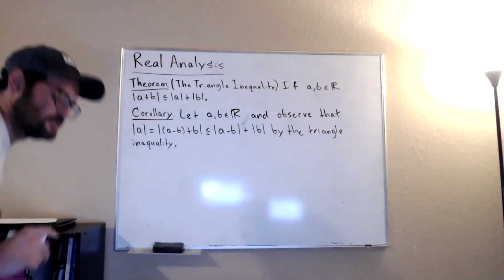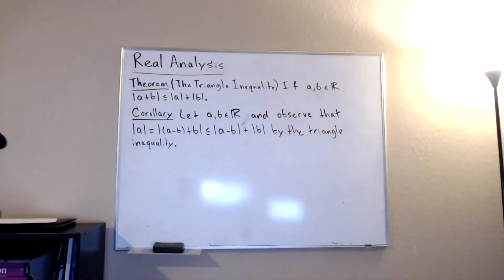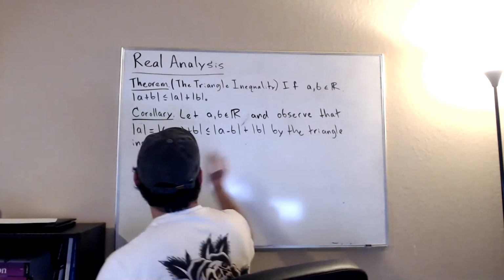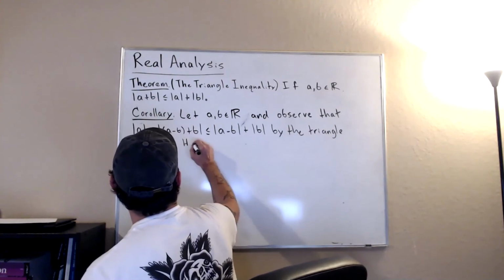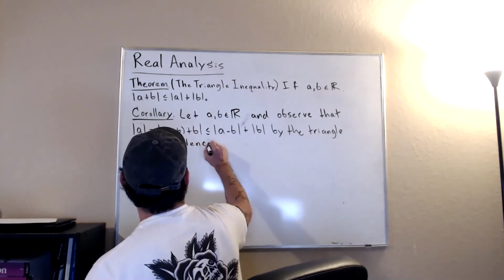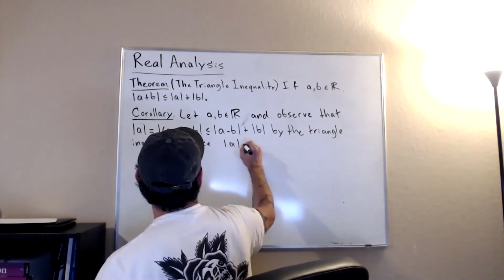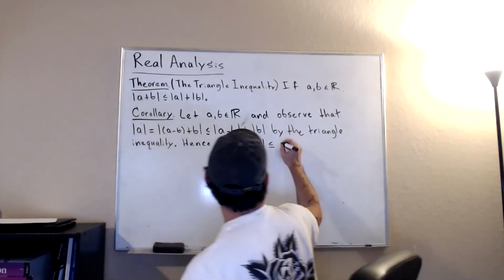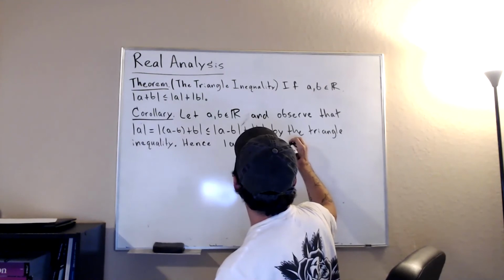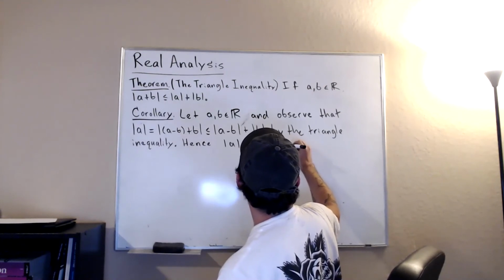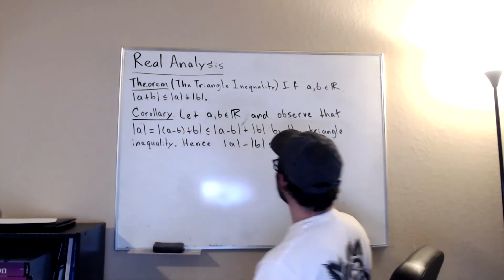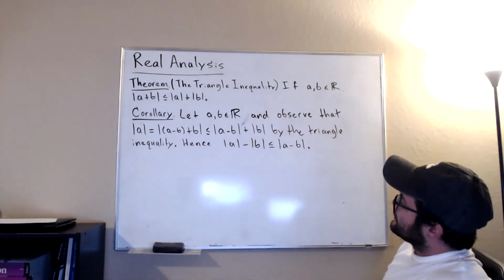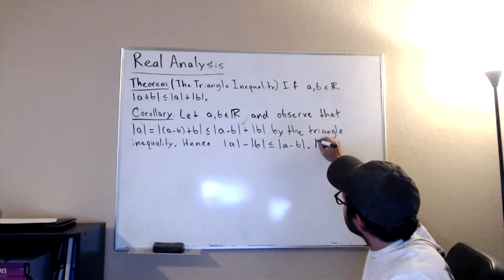Yeah, you can't simply take the absolute value on both sides of the inequality. So hence, the absolute value of A minus the absolute value of B is at most the absolute value of A minus B. Okay, so next observe.